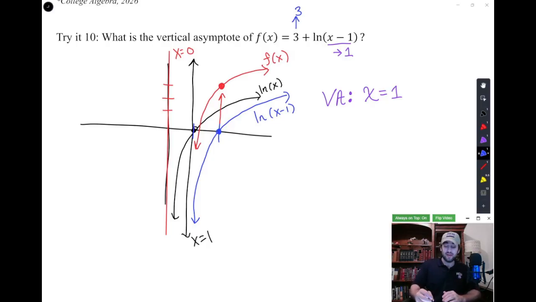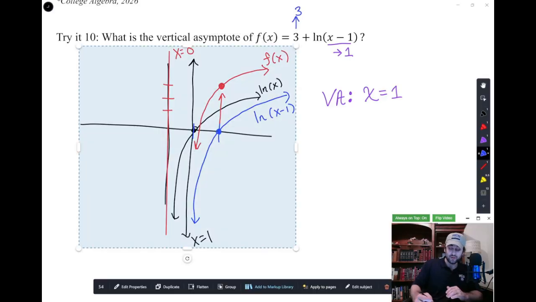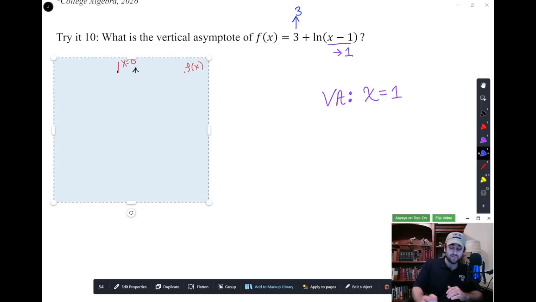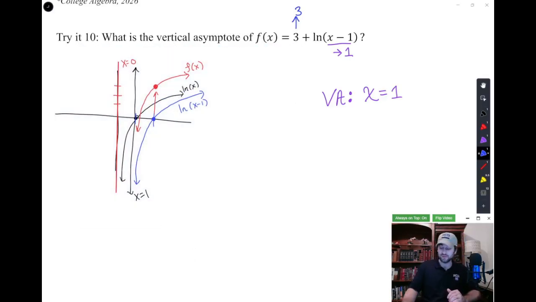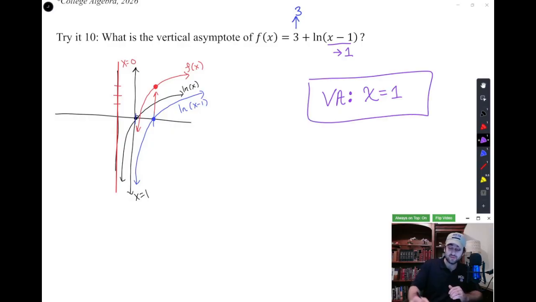But all of that was not essential for us to use characteristics of the graph to identify the vertical asymptote in the first place, which was just x equals 1, because it started at x equals 0 and moved over 1 to the right. All right, so that's some basics of graphing logarithmic functions.